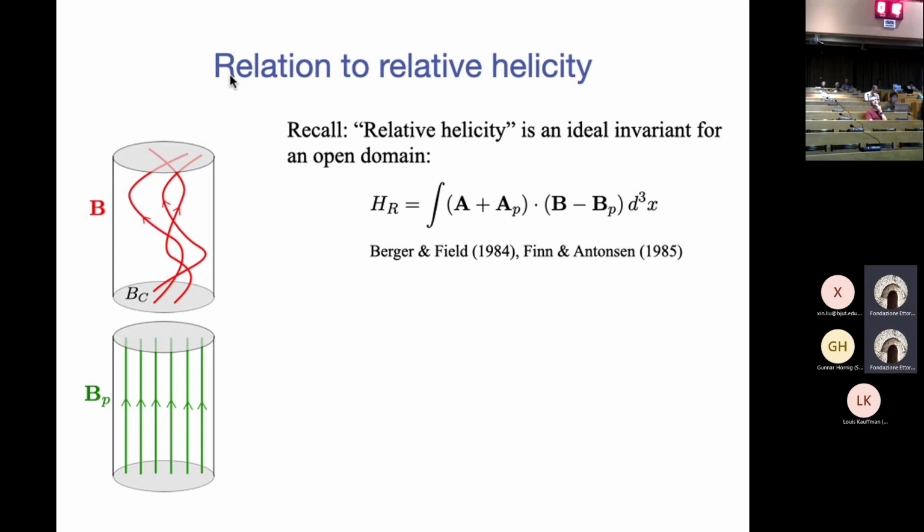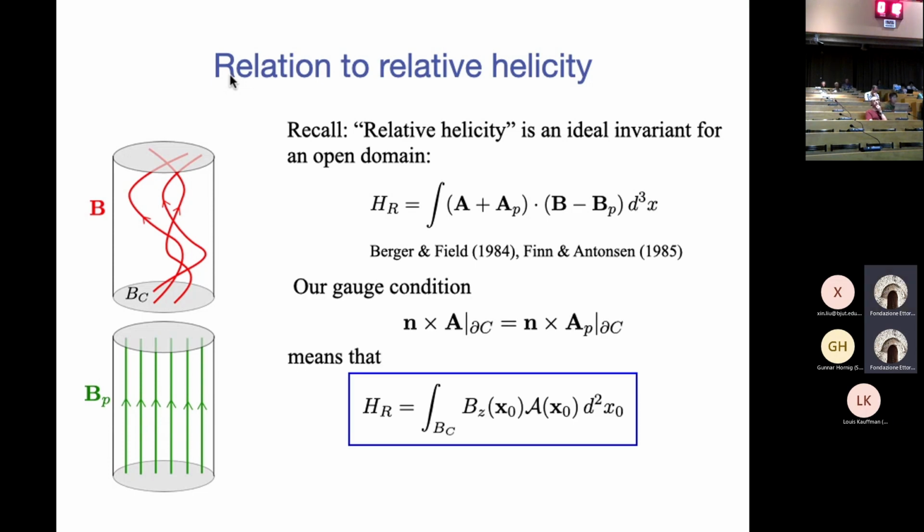If you use these definitions, then you get a consistent interpretation of this as the relative helicity density, so to speak. So relative helicity is defined here. That goes back to work by Mitch Berger and Field in 1984, and our gauge condition means that our field line helicity integrated over the cross-section is exactly the relative helicity in that domain.